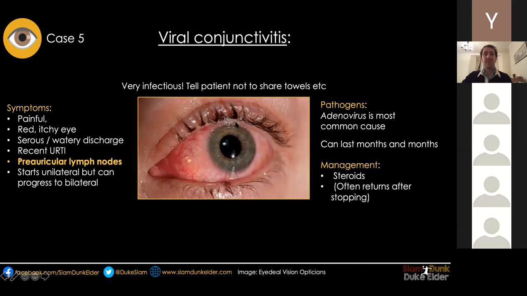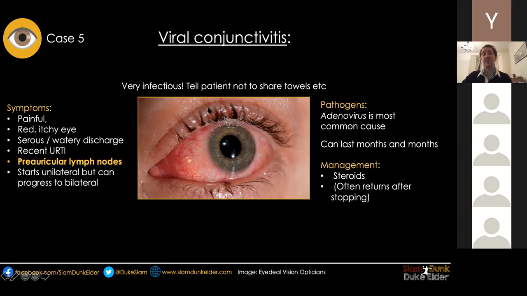So viral conjunctivitis, again, similar presentation, but this is with a watery discharge. And the key in the history here is they're going to have lymphadenopathy as well. And this is incredibly infectious. So it's very common for household members who are sharing towels and things like that to catch this as well. You often see outbreaks of this, but unfortunately this can last months and months, could go on and on.